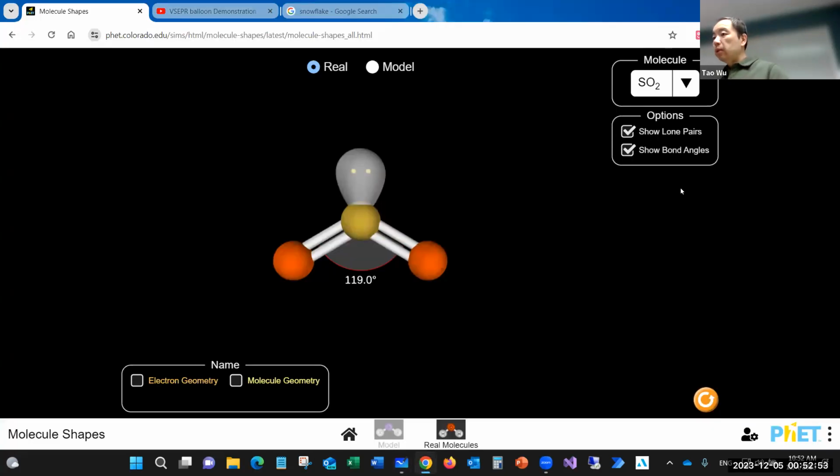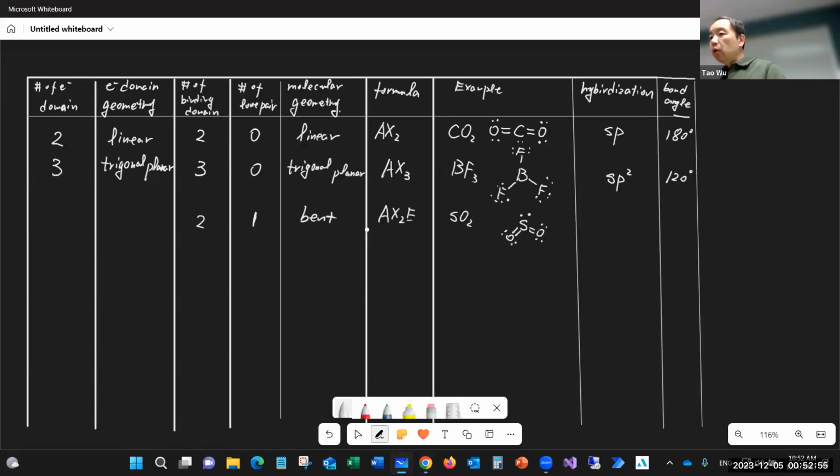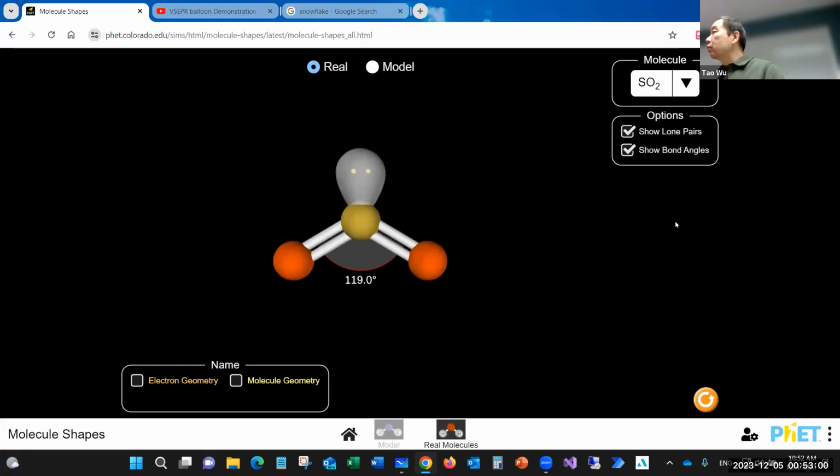But this is a variation, right? If a lone pair shows up there, then the bond angle is not exactly 120. It's a little bit smaller, because usually the lone pair is much bigger than a bonding electron shell. So the bigger size of the lone pair pushes those bond angles a little bit closer to each other, so the bond angle is not exactly 120. Instead, it's a little bit less than 120.